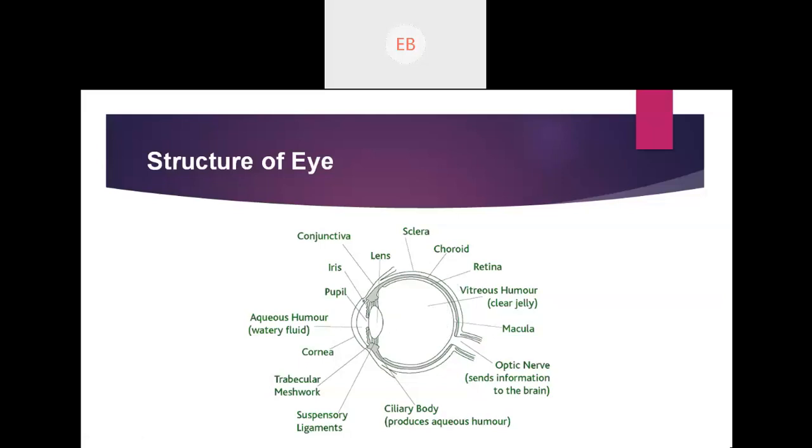Talking about the rods, they are distributed all over the retina, whereas the cones are situated in the center. The rods number about 75 to 150 million, and they are responsible for scotopic vision, that is dim light vision, at night. So photopic is for day and scotopic is for night vision.